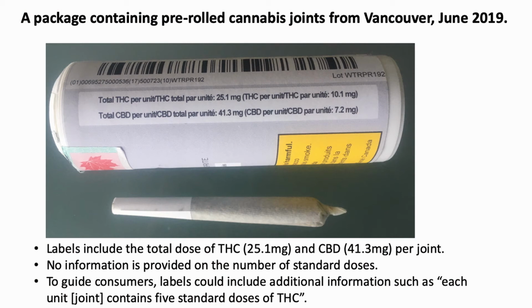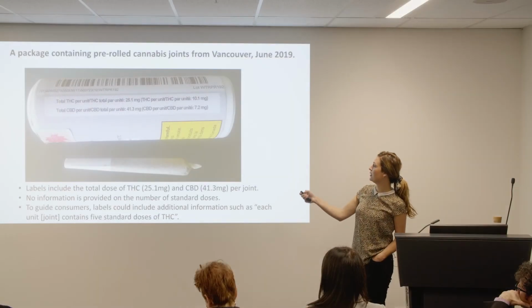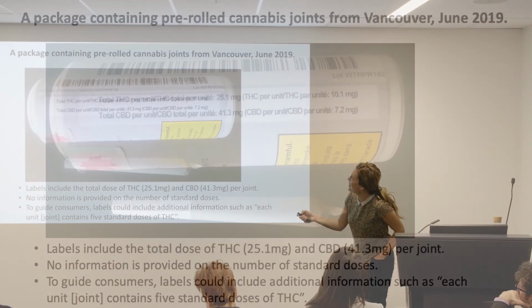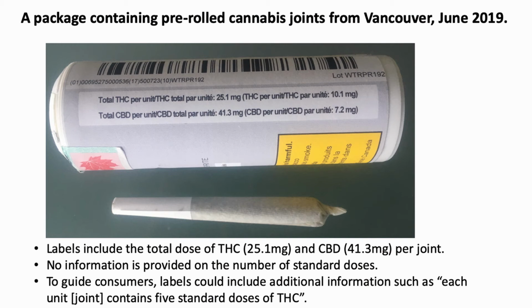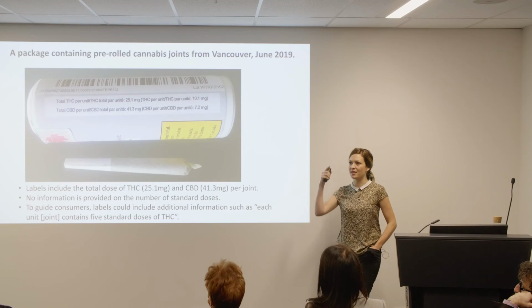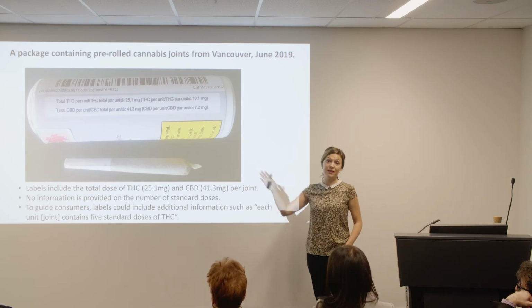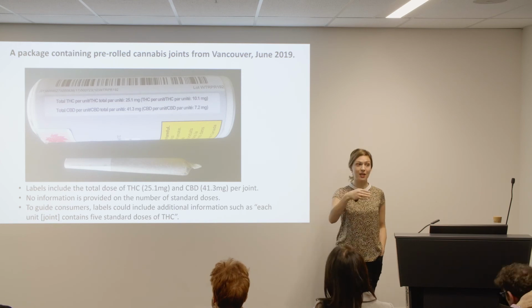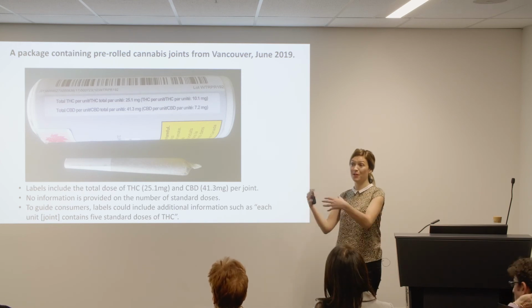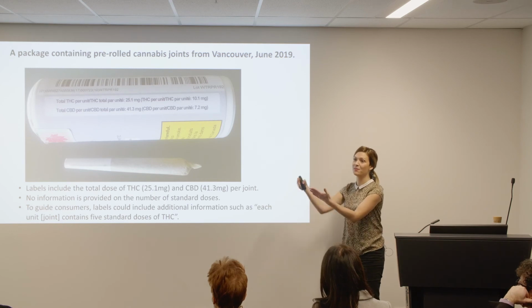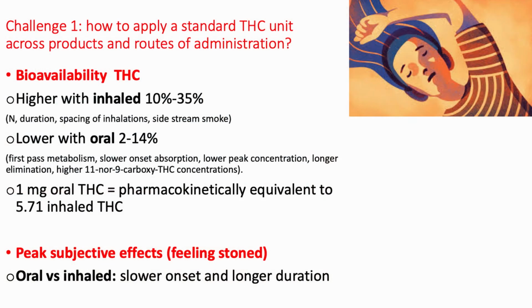But for example, in this joint that we got in Vancouver, you can see here you only have the milligrams. So it might be hard for people to just relate to milligrams and understand how long you're going to be intoxicated for if you take this amount of milligrams. If this was translated perhaps into cannabis units or THC units, it might help people understand how long they might be intoxicated for.